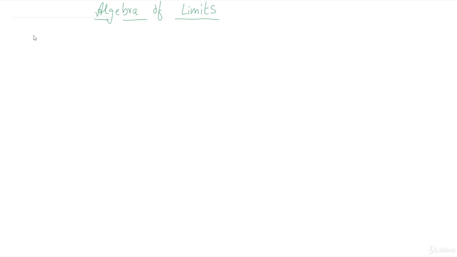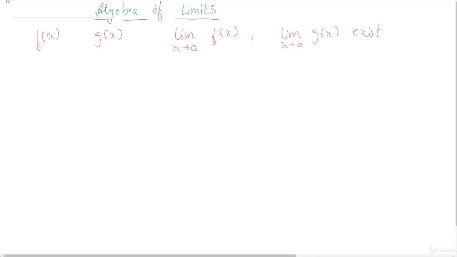Let's say we have functions f of x and g of x, and we are evaluating the limit as x approaches a. Let's say this is the point at which we have to evaluate the limit. And both of these limits, limit x approaches a f of x and limit x approaches a g of x, exist. Then the limits can be evaluated according to the normal algebra. So we will be focusing on those things. The first is the addition.